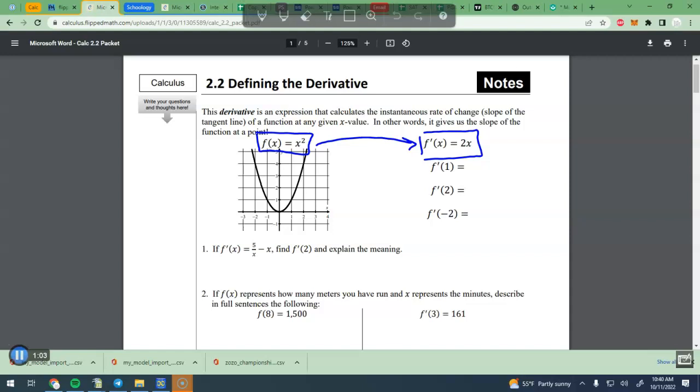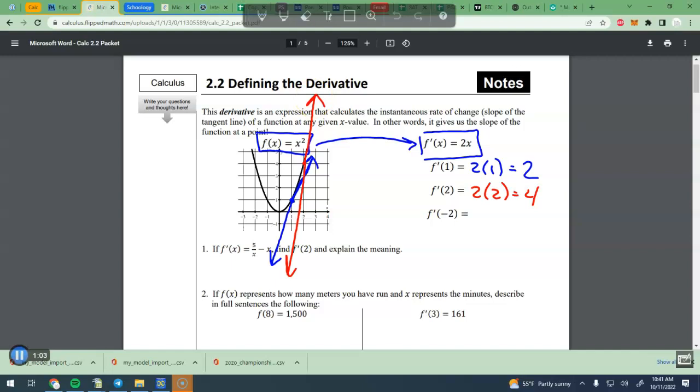So the derivative at 1 would be: plug 1 into the derivative equation, and you'll get 2. And what that tells you is the slope of that tangent line that would just brush up against the graph at x equals 1. The slope of that is 2. If I go to x equals 2, plug 2 in, I get 4, which makes sense that it's bigger because by the time I get up here, my line is a lot steeper. So it looks something like that.